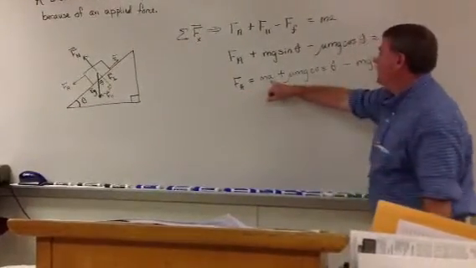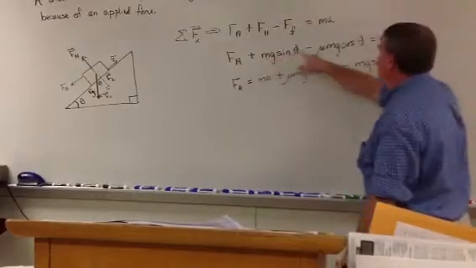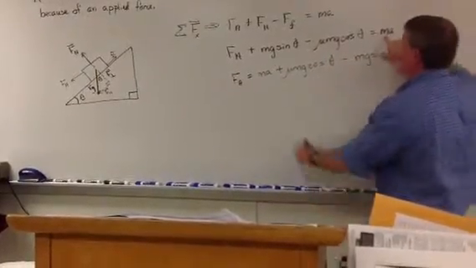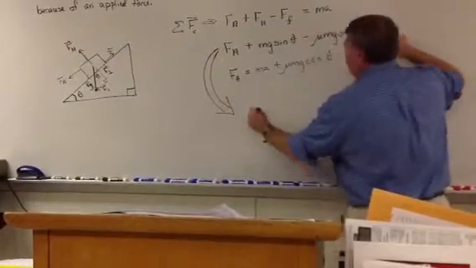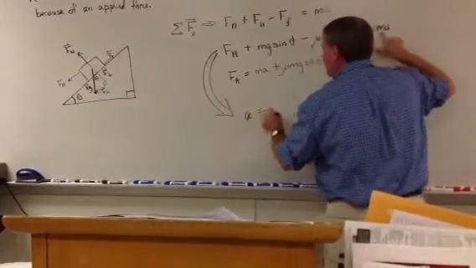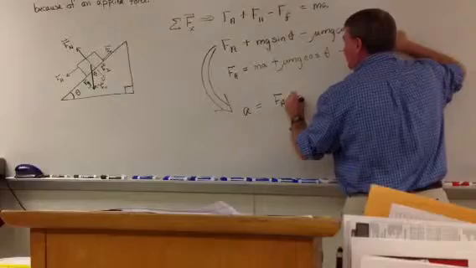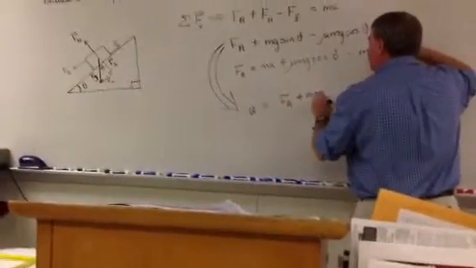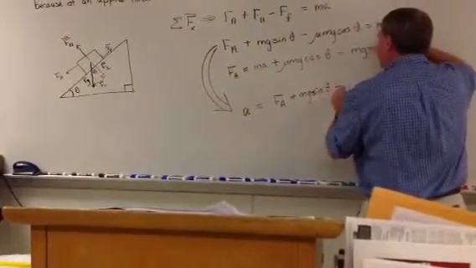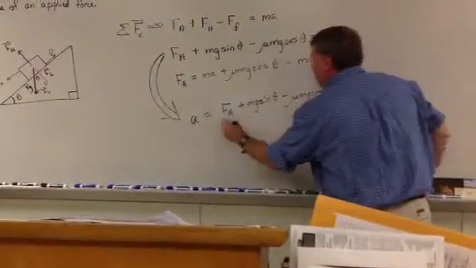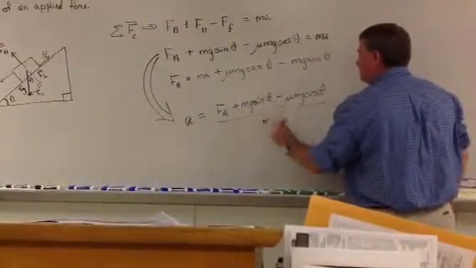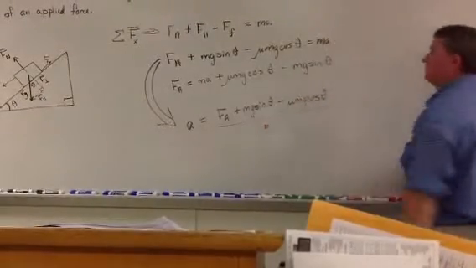If you wanted to solve for acceleration, you basically go from this equation and divide by mass. So we're going to do that. Acceleration would be equal to force applied plus mg sine theta minus mu mg cosine theta, all divided by mass. And again, you can't cancel the masses here.